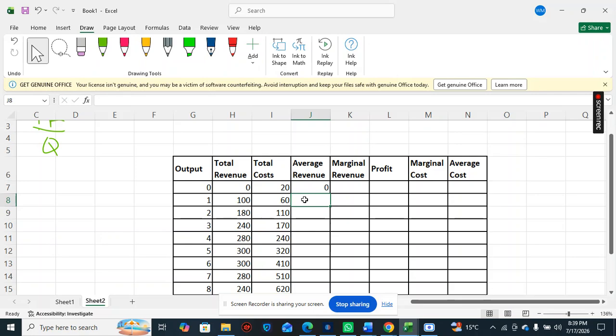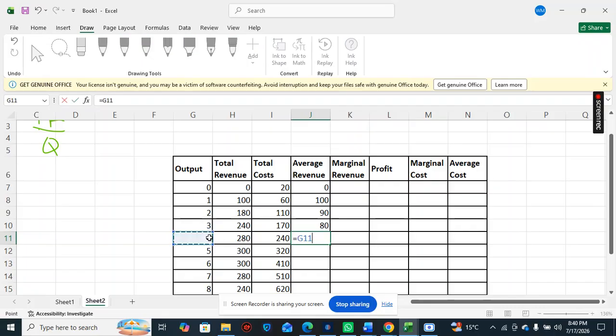When we produce 1 unit, total revenue is 100, so total revenue divided by output, average revenue is 100. When we produce 2 units, total revenue is 180 divided by 2 units, so each unit is bringing 90 kwacha. When we produce 3 units, the total revenue is 240 kwacha, so the revenue per unit is 80 kwacha.